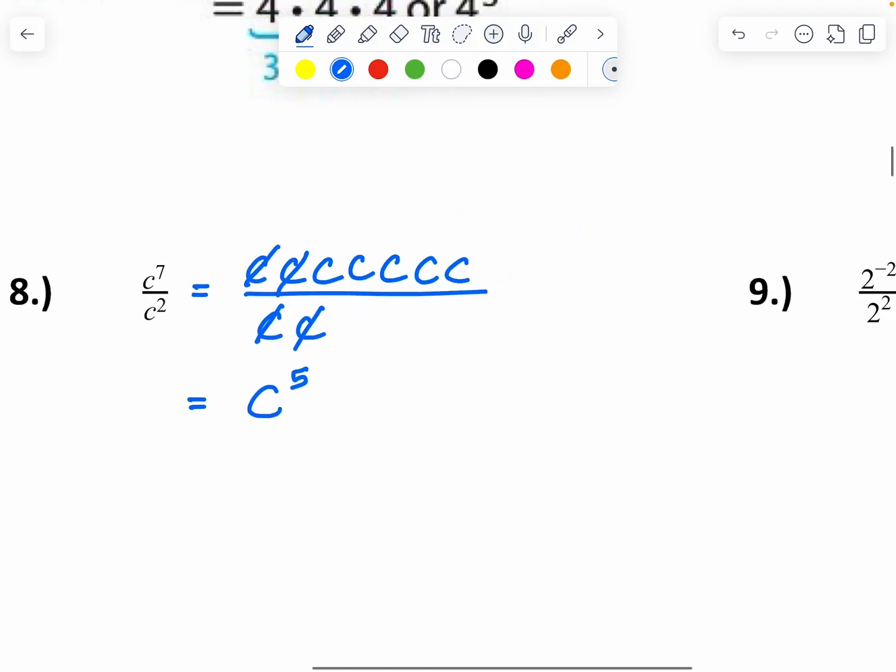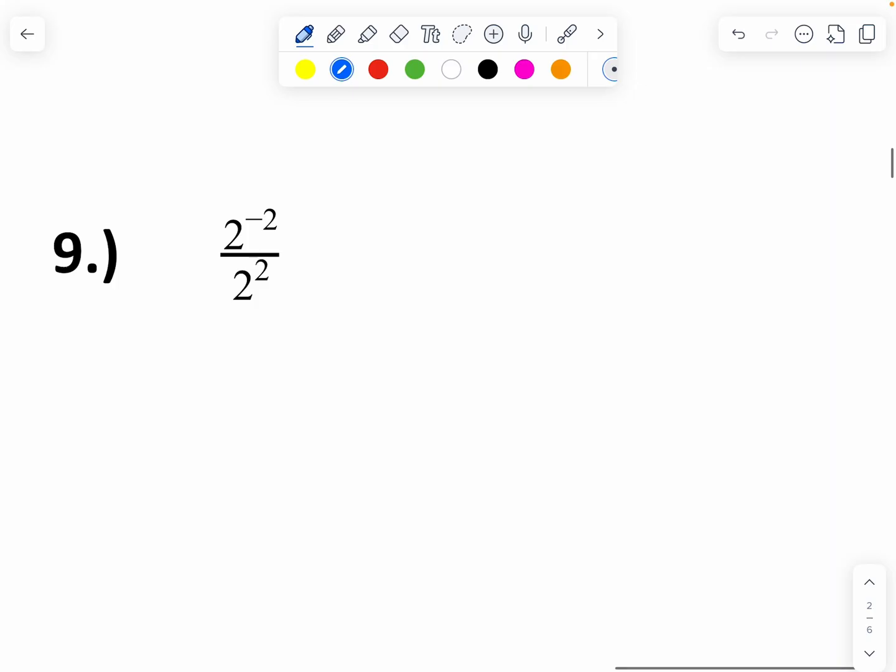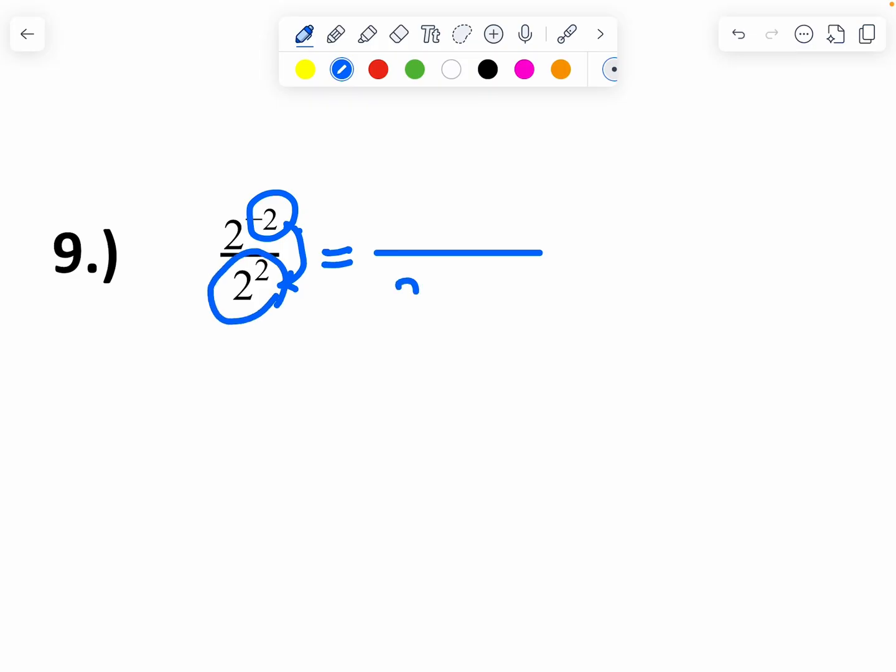Okay, I hope you're getting the hang of the rules. Oh, you know what? This is a good one to just expand it out one more time, or I'll do both ways. So, this is a negative exponent, which means you got to bring this down. So, what used to be on the top is going to go down. So, let me just rewrite this 2 squared.